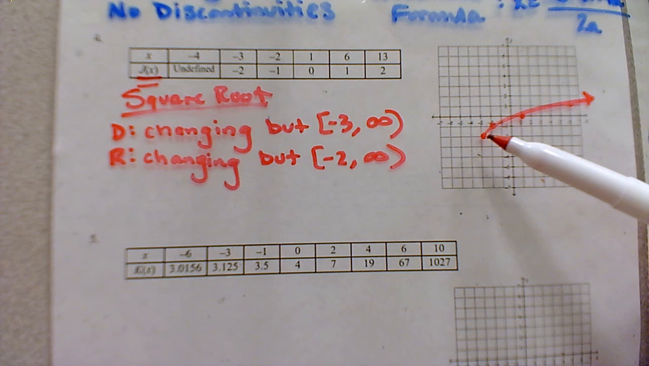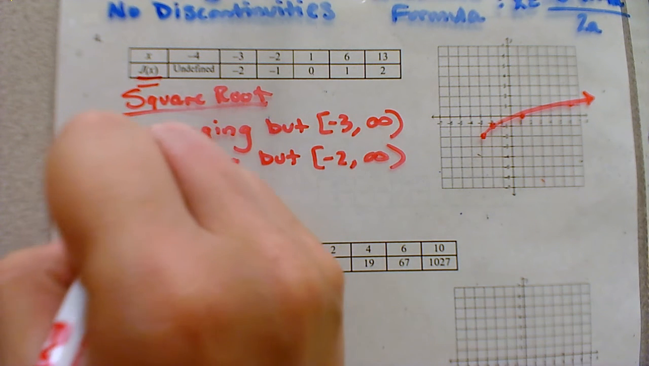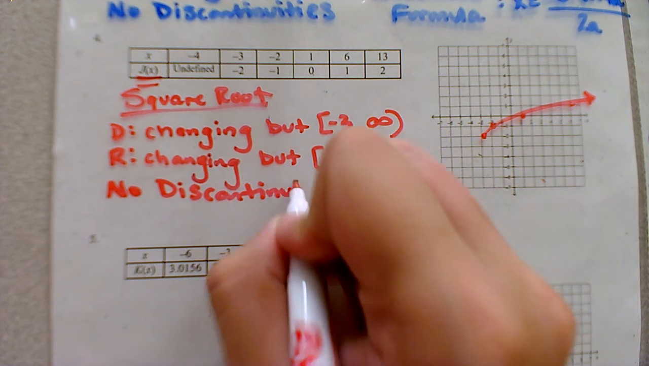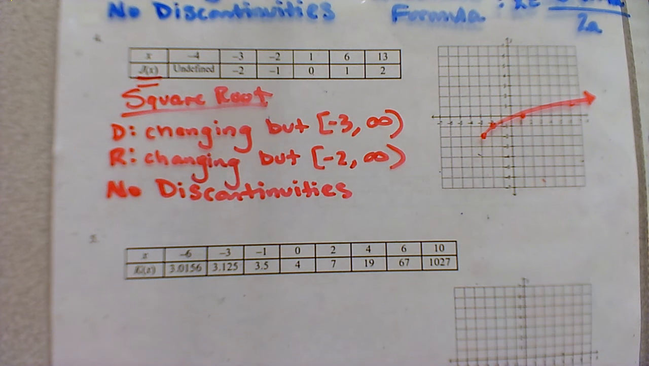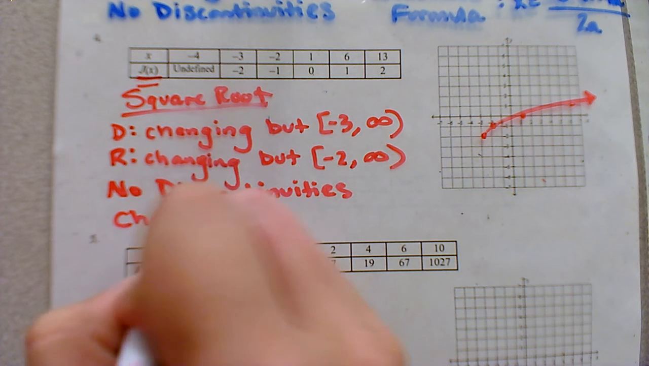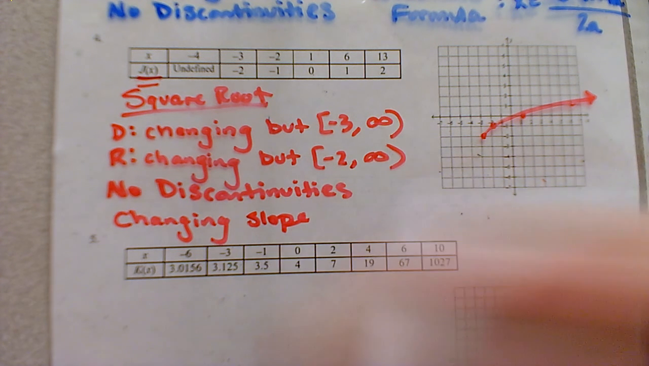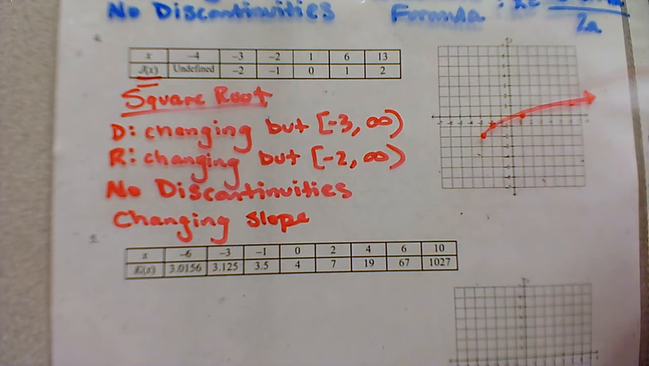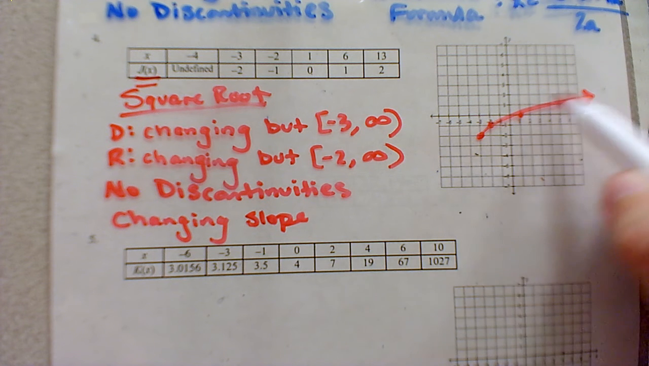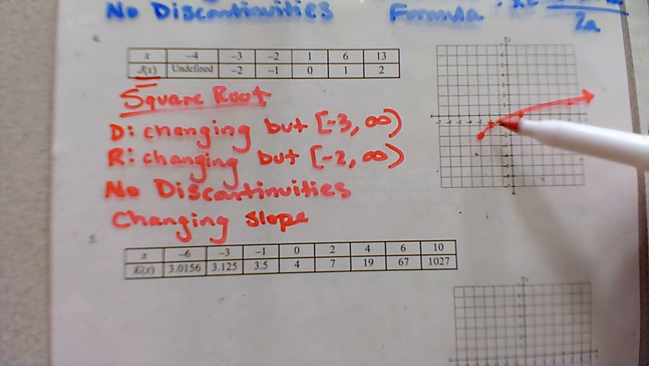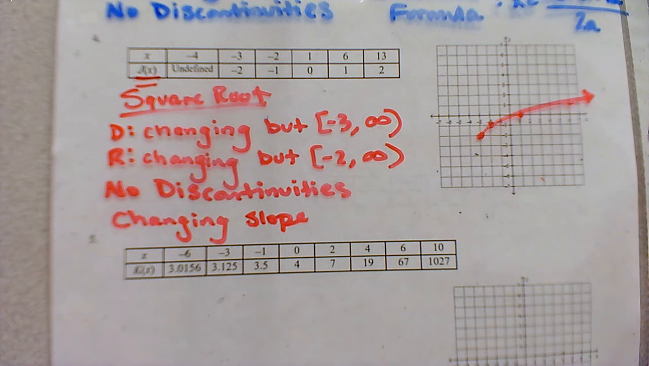In terms of discontinuities, we don't have any holes, jumps, or asymptotes. So no discontinuities. We do have changing slopes because clearly a square root function is not a line. So we have a curvature to the graph, which means that we have a change in slope happening. Notice how the slope between these 2 points is 1, but the slope between the next pair of points is 1/3. So it's not the same all the way through.